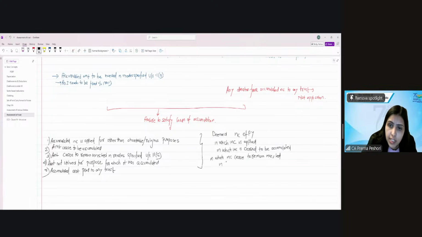So in the last previous year, let's say for example, if I have accumulated the amount for 3 years, in the third year, if I have not used it, it will be deemed income of that year. Or the previous year in which the income is paid to any trust. Clear? Any questions, any doubt?